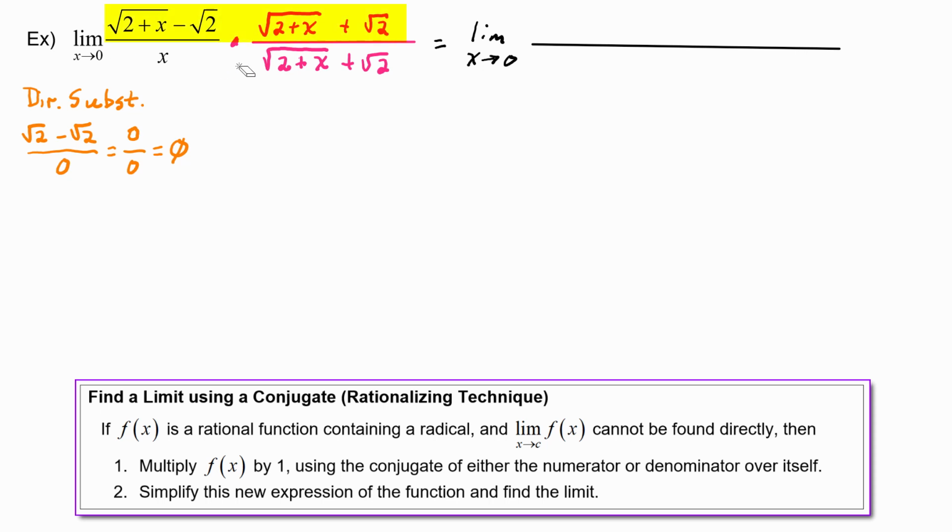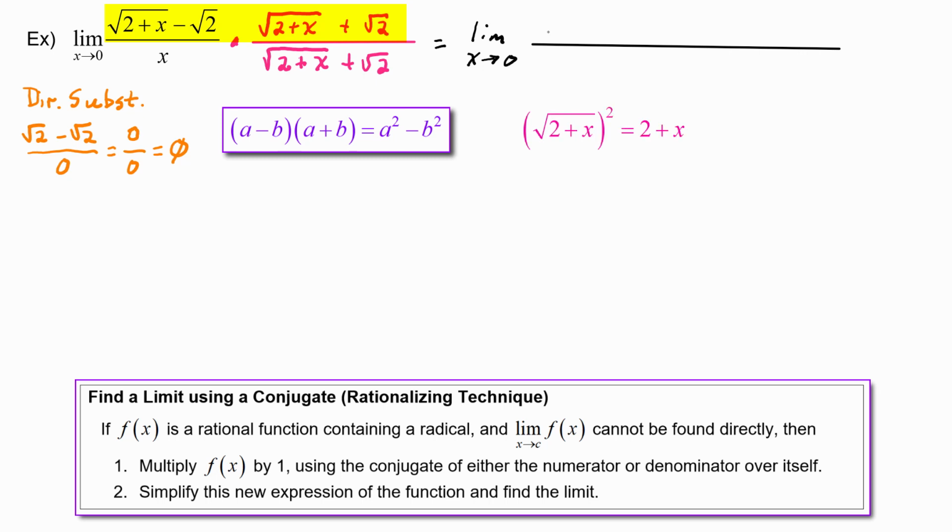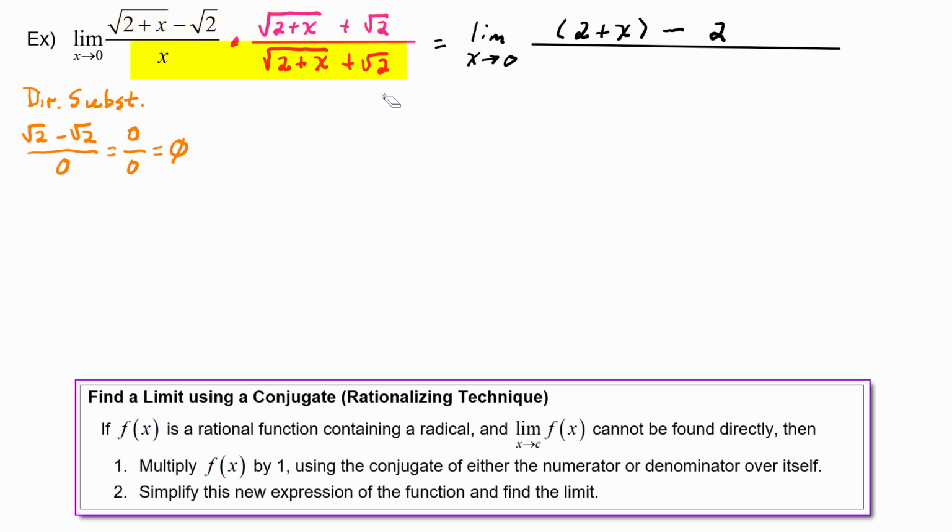In the numerator, we have quantity a minus b times quantity a plus b, which we know will be a squared minus b squared. So radical 2 plus x squared is 2 plus x. We have to subtract radical 2 squared, which is 2. In the denominator, we want to leave this in its factored form because we hope something will cancel. So we've got x times the quantity radical 2 plus x plus radical 2.